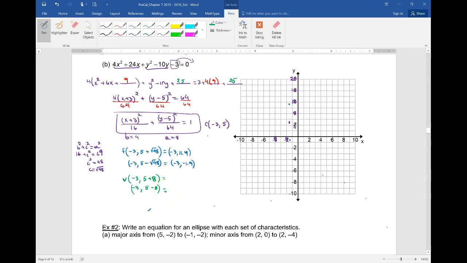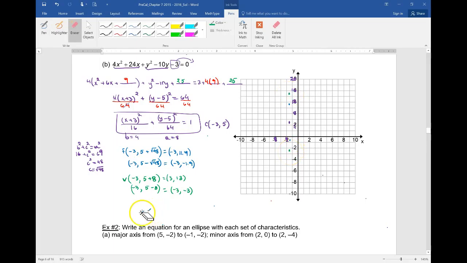Okay, so what do we get there? Negative 3, comma what? 13 and negative 3. 13 and negative 3. Those are my vertices.